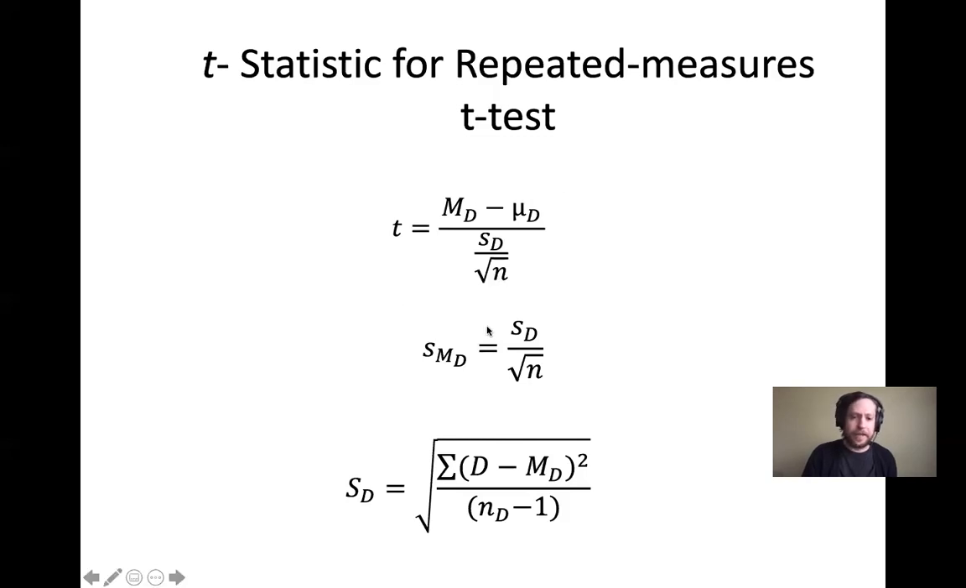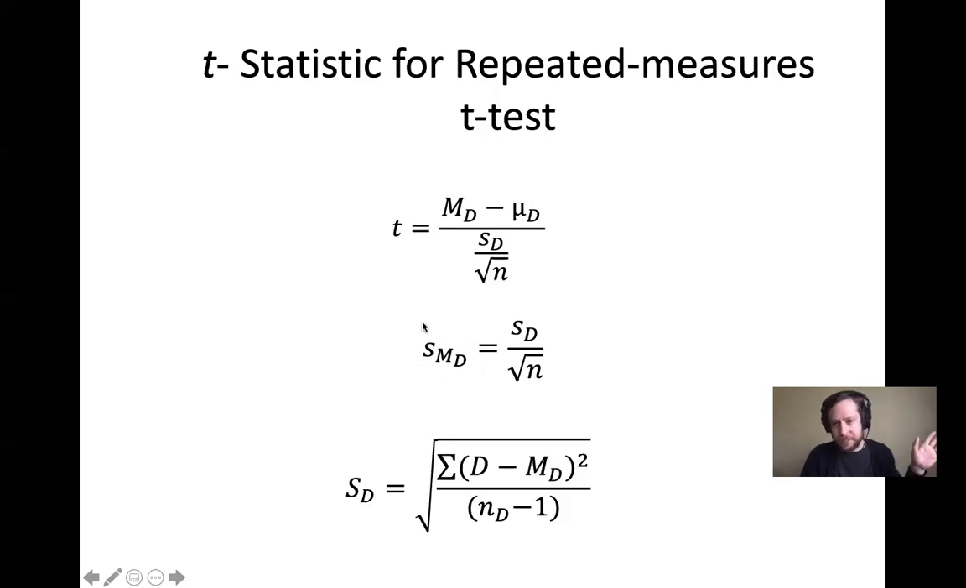So a couple more things. This thing right here, it's got 2 subscripts. This is the sample mean. This is the estimated standard error of the different scores.